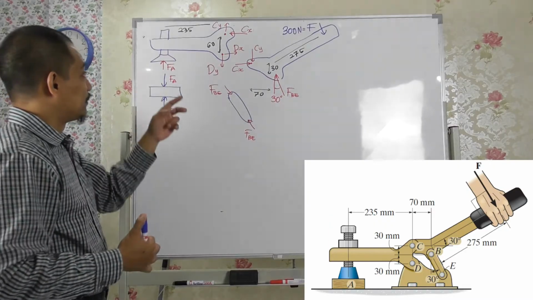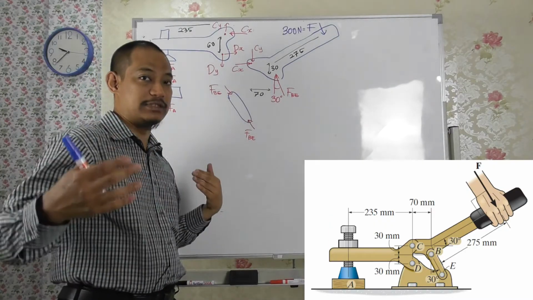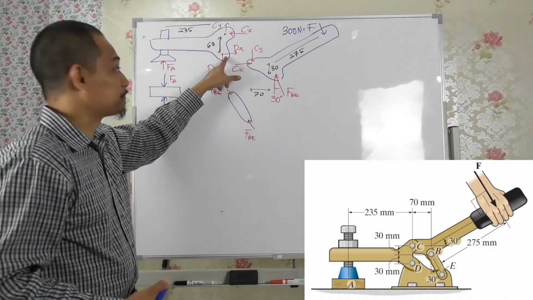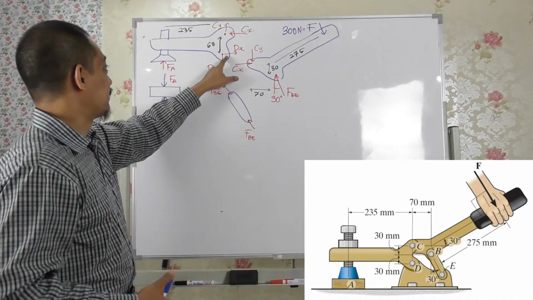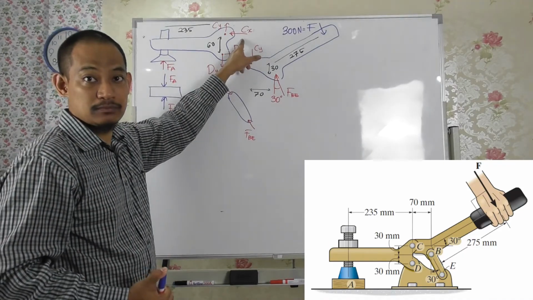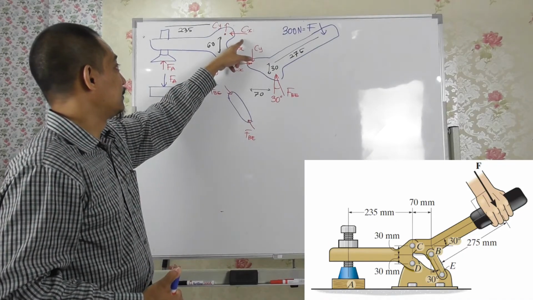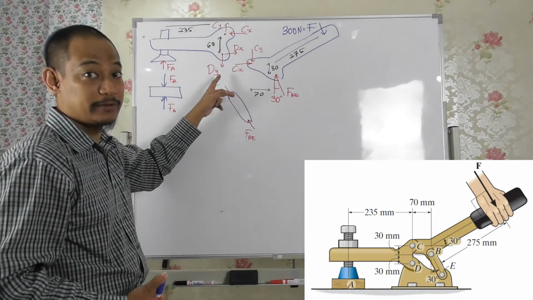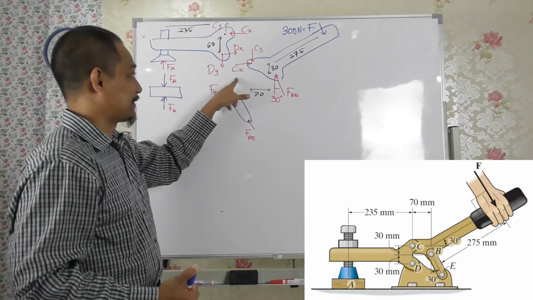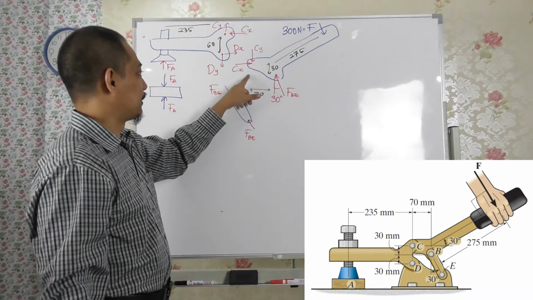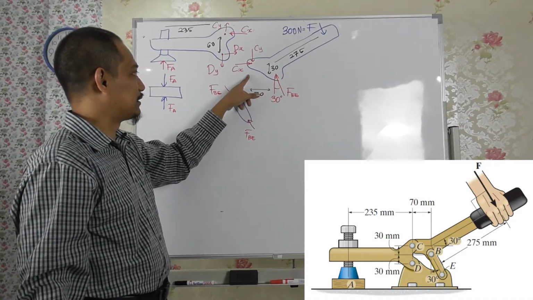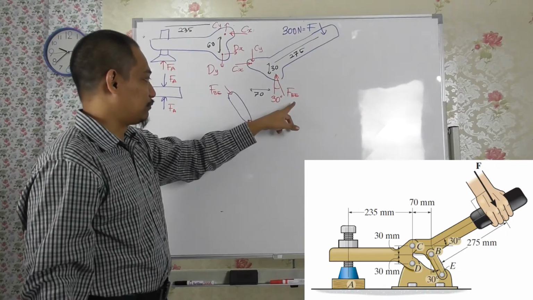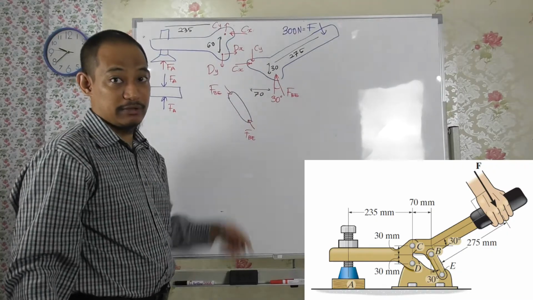So if you can foresee what you need, if you take moment about point D, you can calculate this one provided that you know Cx. Because Cy actually goes through the point and doesn't create any moment, right? So I only need Cx, for example. But of course the easiest way normally is to solve this one first, because we take moment about this point, you get this, and when you get this you can calculate this one using Fx and Fy.